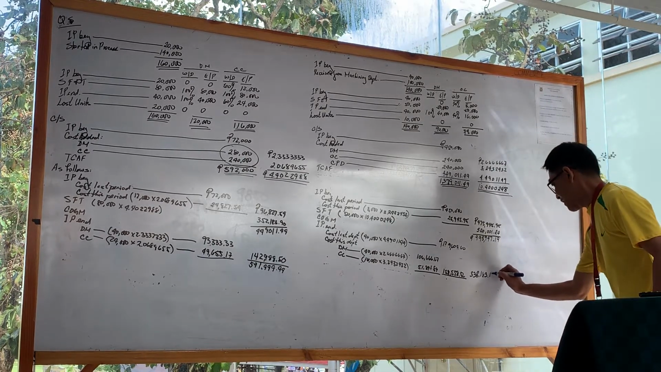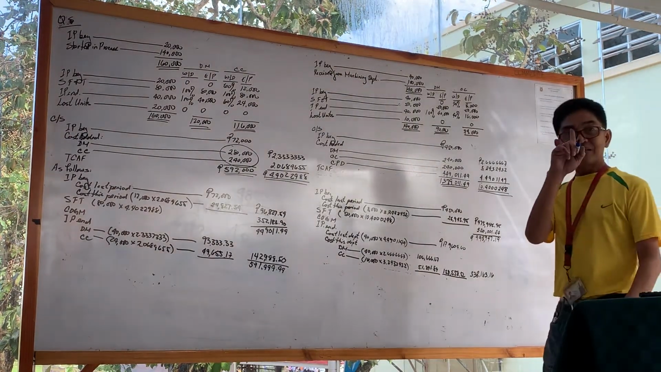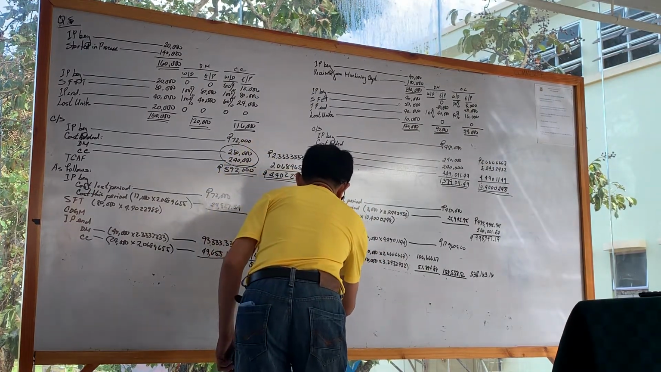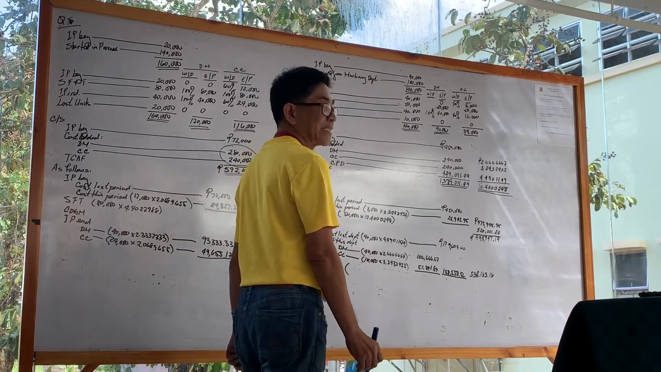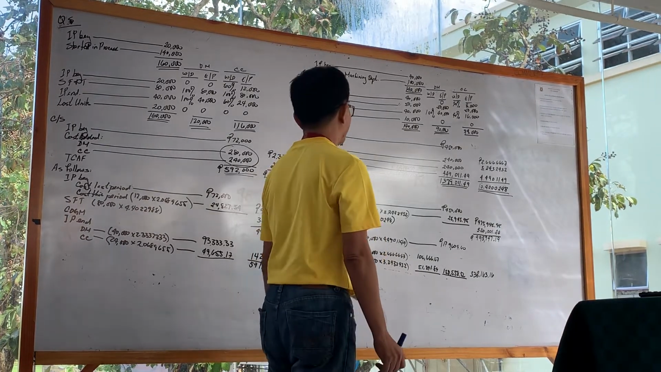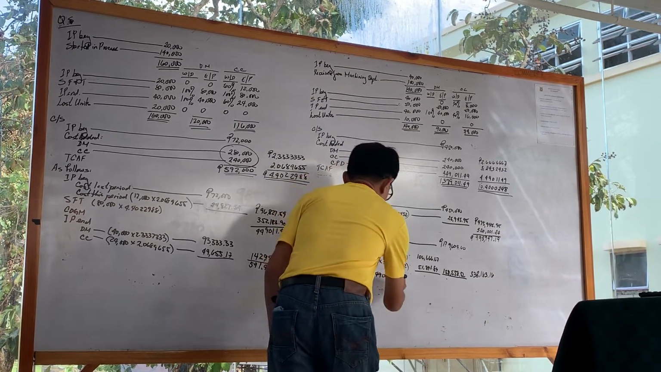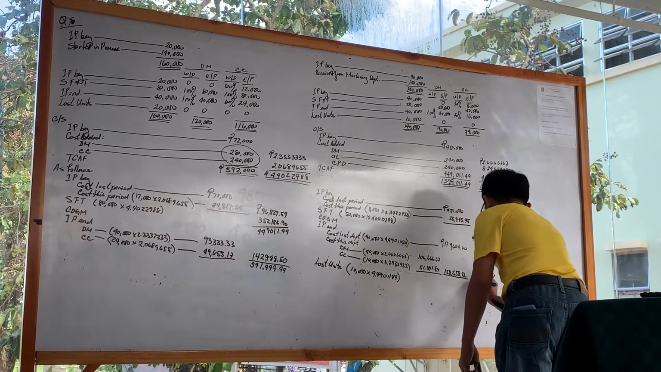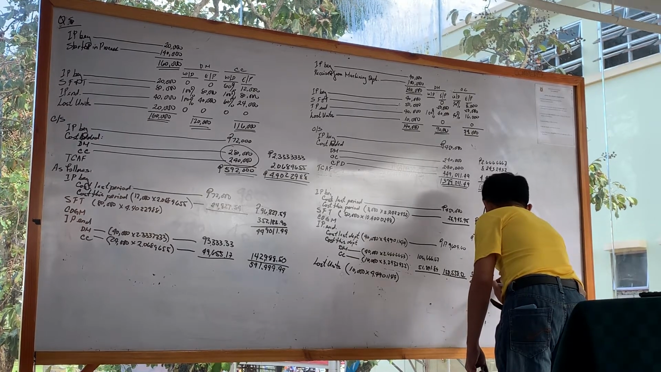163.16. Okay. So that is the cost of your ending inventory. And the last item which should be expensed is lost units. And your computation is 10,000 times 4.4901149. That will give you 449,011.49.